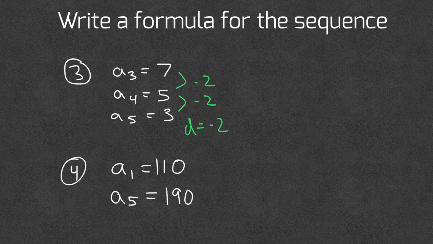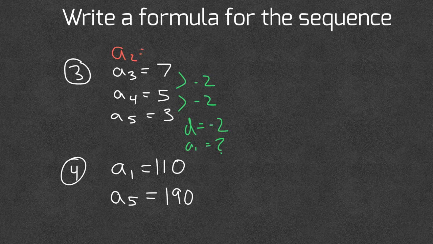I need to find a1 for the formula, right? a1 equals what? We don't know yet. So I have a couple ways I could do it, but one thing that would be smart to do is to just work backwards. a2 equals, and then a1 equals. So if we're going backwards, before 7, I would add 2. So I'd get 9, and then I'd add 2, and I'd get 11. So now I know my first term is 11.